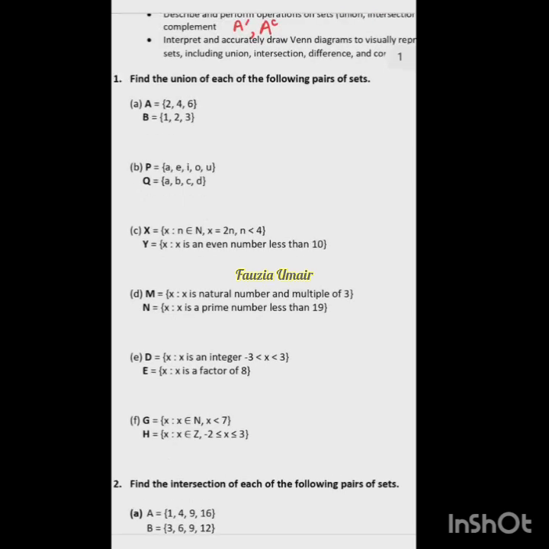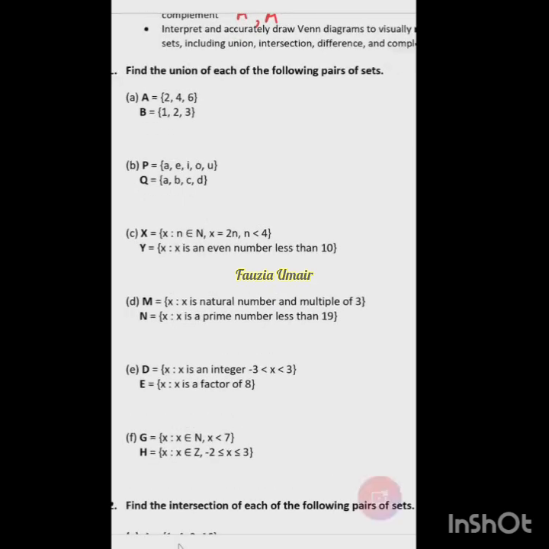So first of all, starting with the first set. Please tell me the answers, raise your hand, participate during the class so that I know whether you are learning or not. So what could be A union B? Set A is 2, 4, 6 and set B is 1, 2, 3. Hashim, what could be A union B? 2, 4, 6, 1, 3. Sorry, can you say that again? 2, 4, 6, 1, 3.